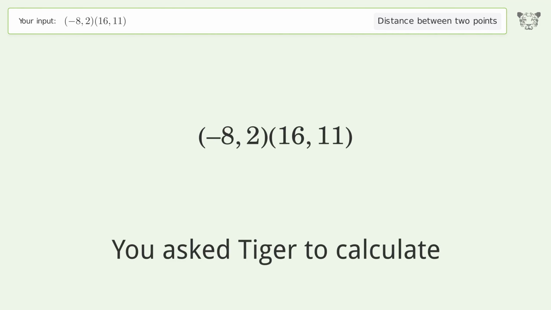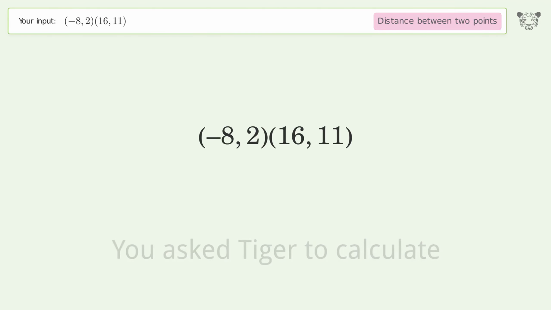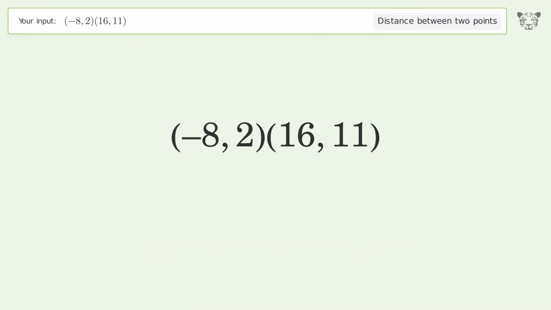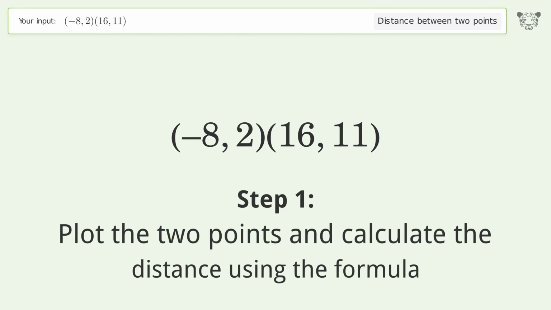You ask Tiger to calculate. This deals with the distance between 2 points. The distance between the 2 points is the square root of 657, or 25.632. Let's solve it step by step. Plot the 2 points and calculate the distance using the formula.